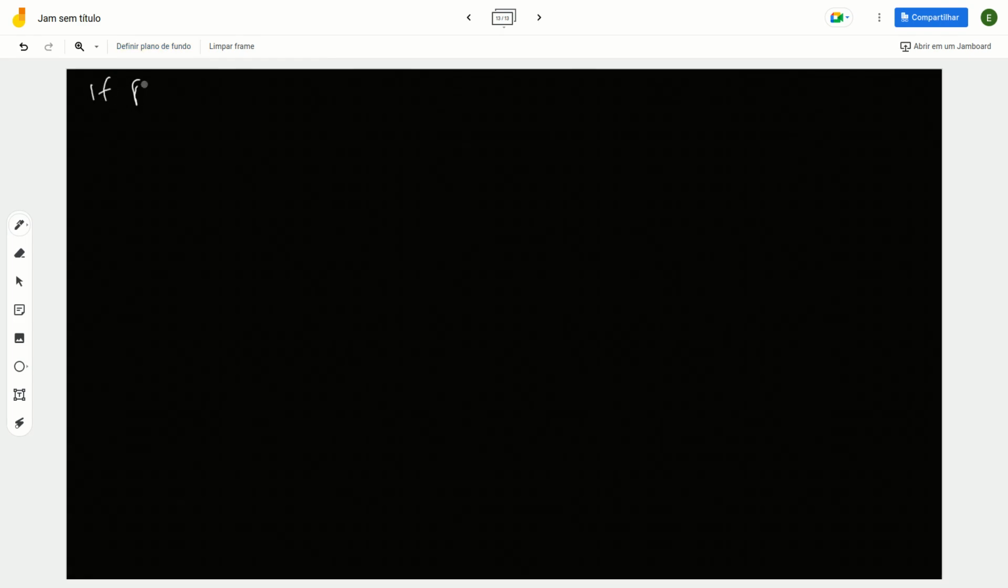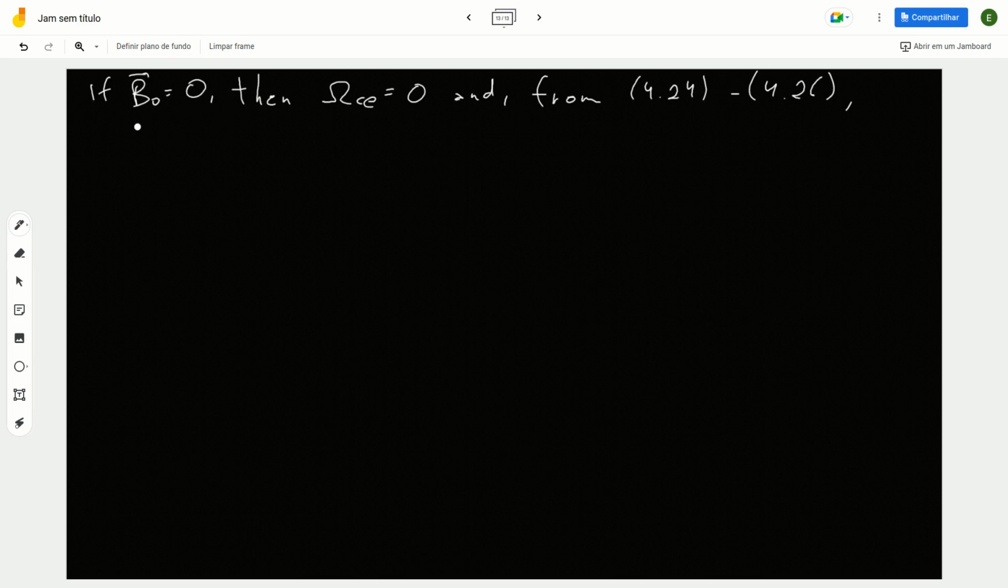If B0 is equal to 0, then omega CE is equal to 0, and from 4.24 to 4.26, you see that this is this, and this is 0. Without background field, the plasma becomes isotropic.